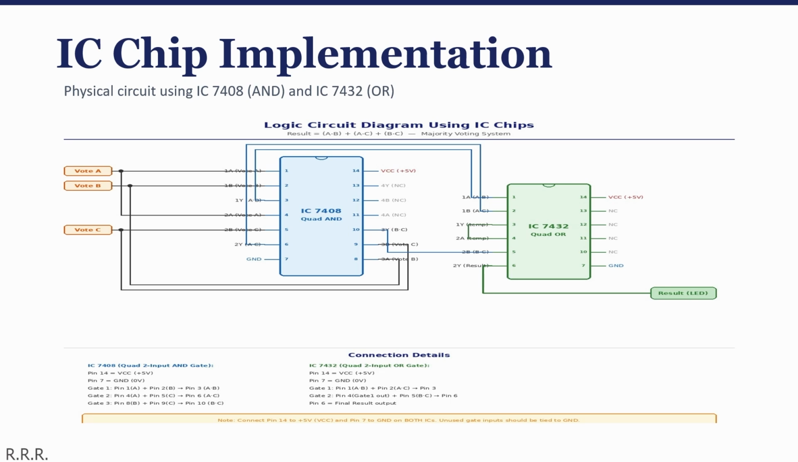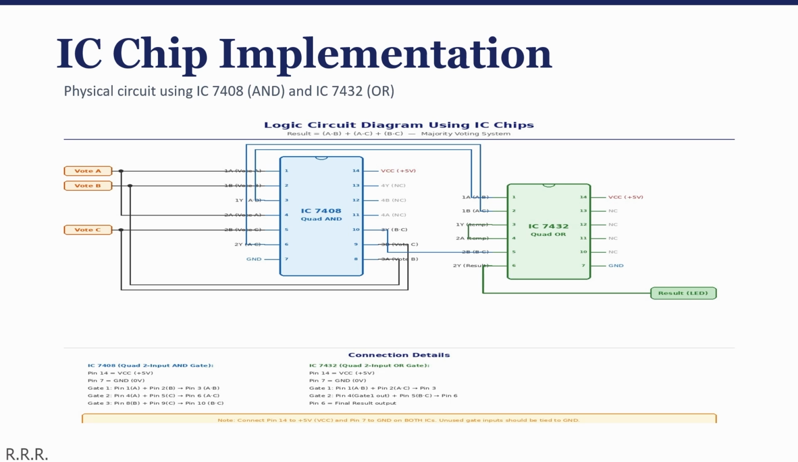We need 2 ICs. The first is the IC7408, which is a quad 2-input AND gate chip. This means it contains 4 AND gates inside a single 14-pin package. We will use 3 of the 4 available AND gates, 1 for A and B, 1 for A and C, and 1 for B and C.